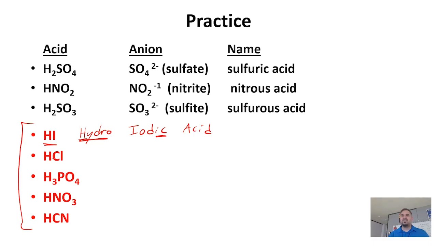Now for the next one, same thing. Is this binary or an oxyacid? It's binary, so we're going to start with hydro. And just know this is one word. I separate them, but they should be one word. So hydro and then chlorine.